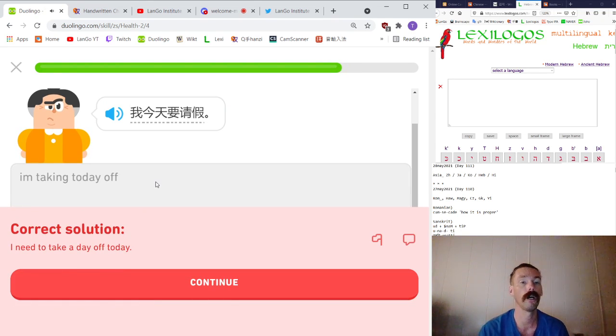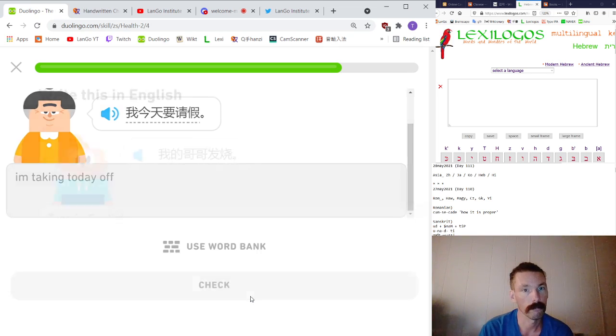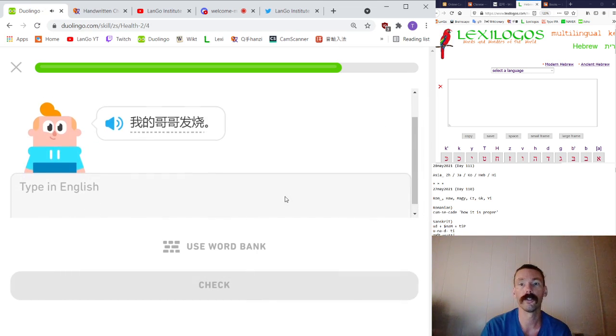I need, okay, that sense of 要. What else can 要 mean? To need or to want. Good. It can also mean to be important. Either of those. Yeah, to be essential. Okay. 我的哥哥发烧。 Read this one.